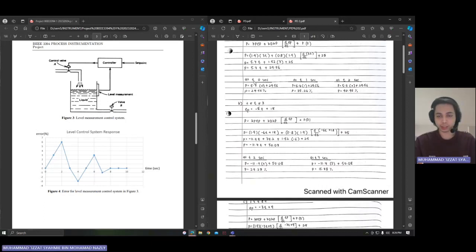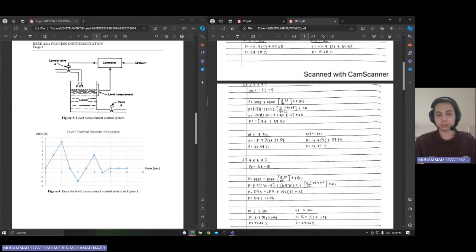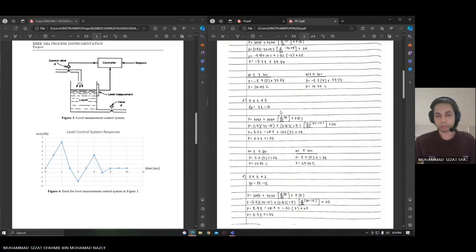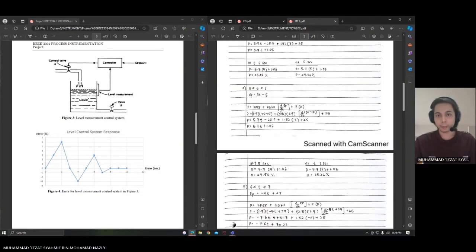For t at 0 seconds, we just replace t with 0, and then we become 29.56%. At 1 second, 35.26%, and at 2 seconds, 40.96%. So for this question, A, B, C are all the same, just using the formula and inserting the given values.